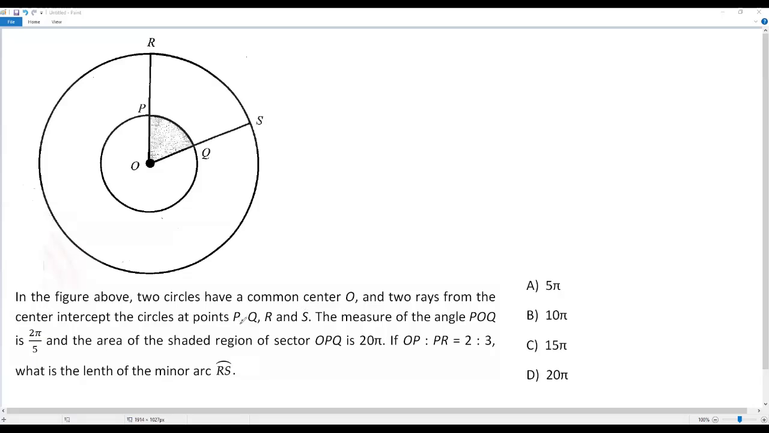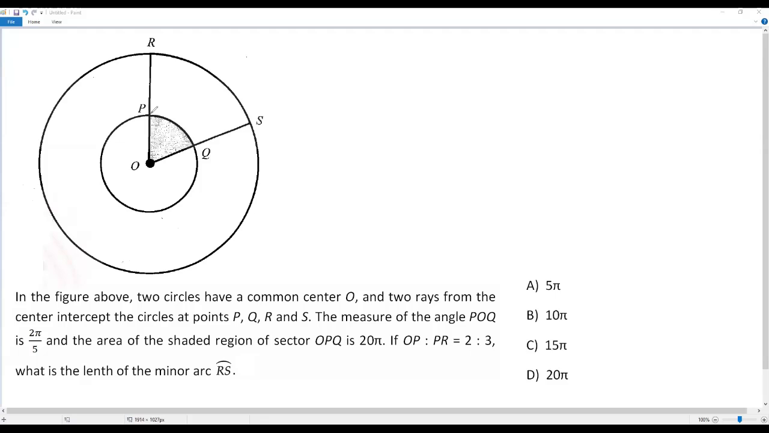at points P, Q, R, and S. The measure of the angle POQ is 2 pi over 5, and the area of the shaded region of sector OPQ is 20 pi. If the ratio of OP and PR is 2 to 3, what is the length of the minor arc RS?